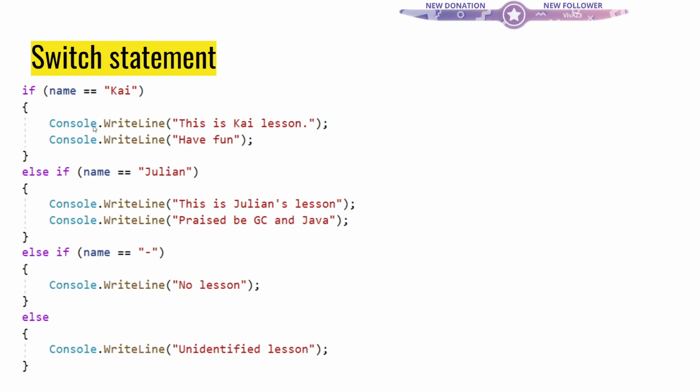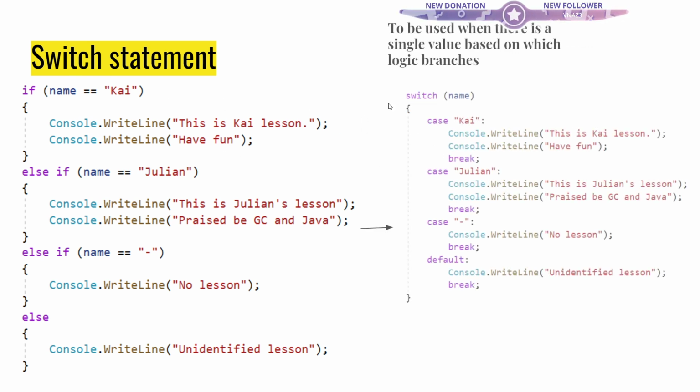So in a switch statement, for many if cases, for a single value comparison, it's better, cleaner to use a switch statement, which looks like this. So the parts of a switch statement: you say switch, and then the thing that you switch. The part that we don't redundantly compare is, we don't say constantly that name has to be equal Kai, Julian, or minus. Instead, we can say case Kai. So this whole block is equivalent to the one on the left.